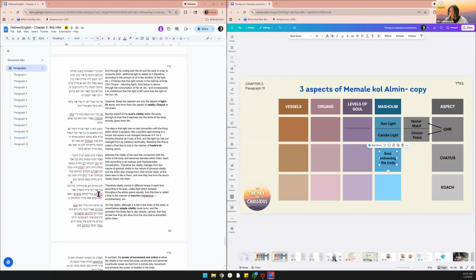And therefore the vitality comes in different levels, in each limb according to its level. But it's not like this as light. Why?